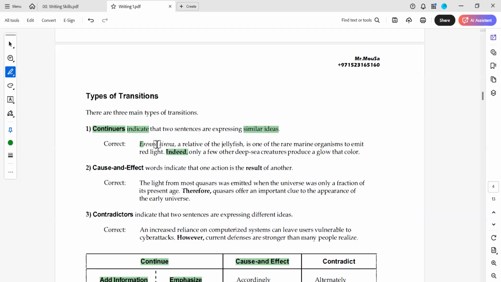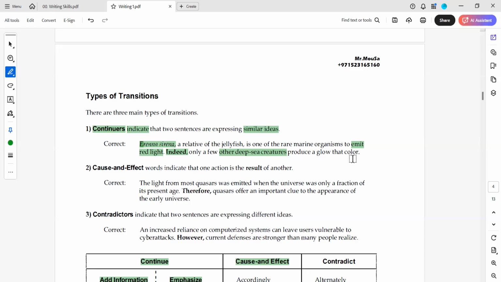Okay, Basma, what do we have here in the first idea? What are they talking about? A jellyfish. Yeah, what should we know about that jellyfish? What should we know about Arena Serena? It emits red light. Perfect. Let's check what we have in the containing sentence. What are they talking about? Other deep sea creatures. What should we know about them exactly? They produce a glow that color. In that case, do we have similar ideas, different ideas, or cause and effect?